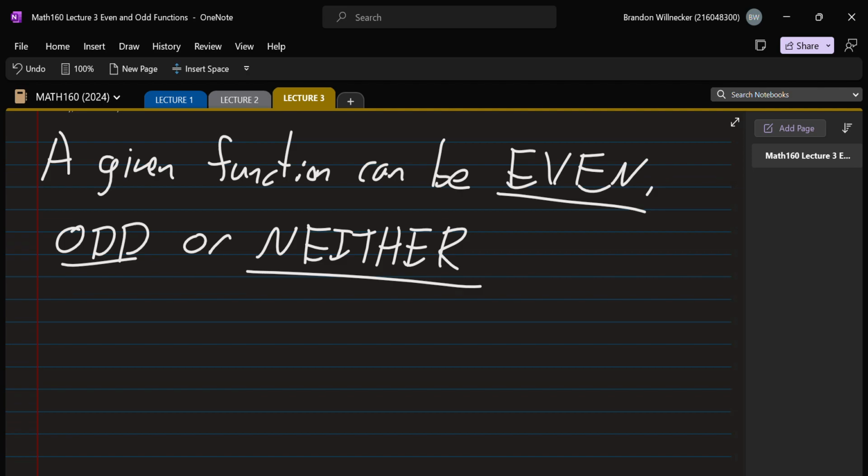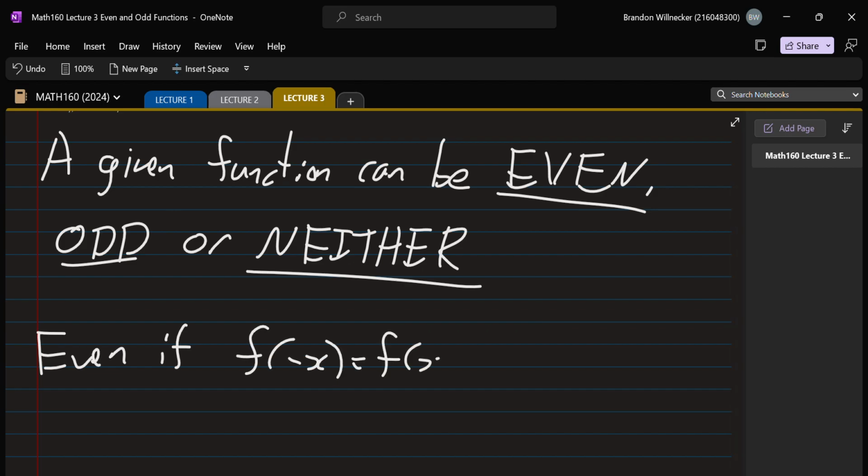There is a rule for it. So a function is even if, and I should suggest everyone take notes for this, f of minus x is equal to f of x for all x in its domain.